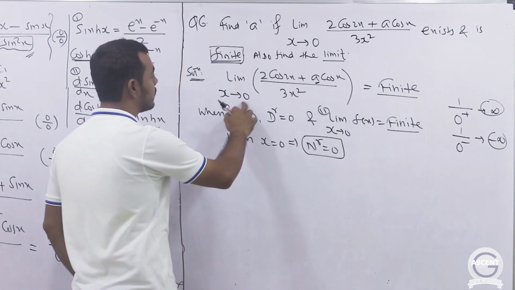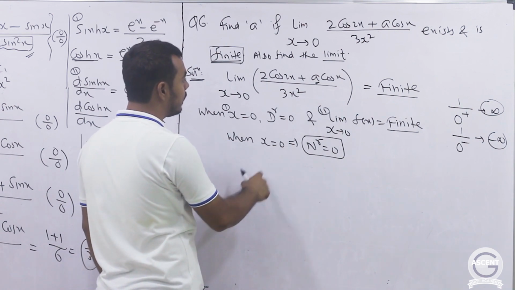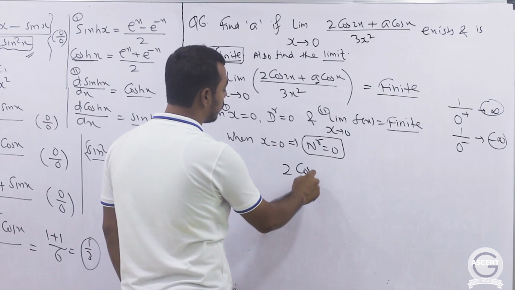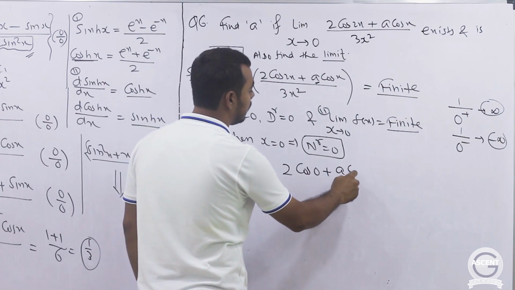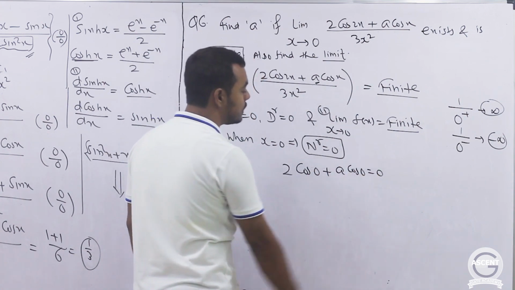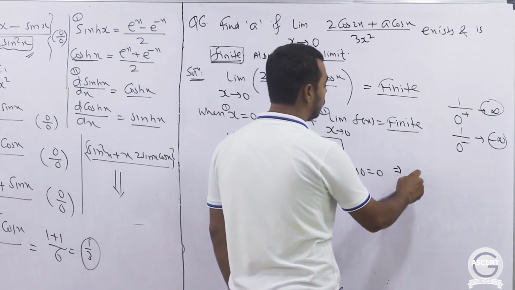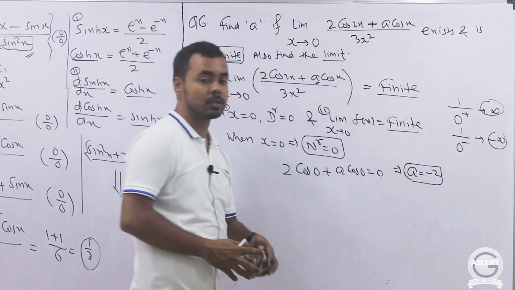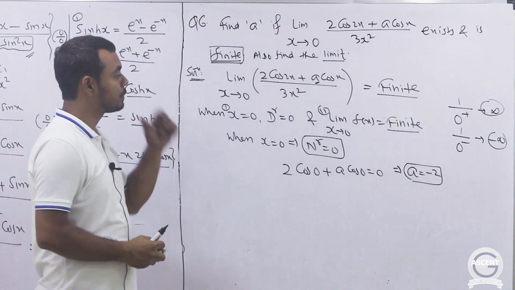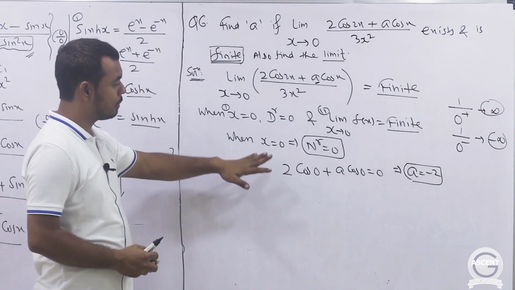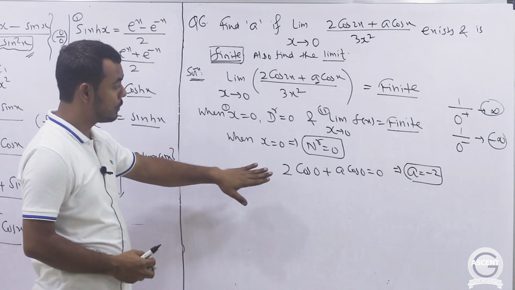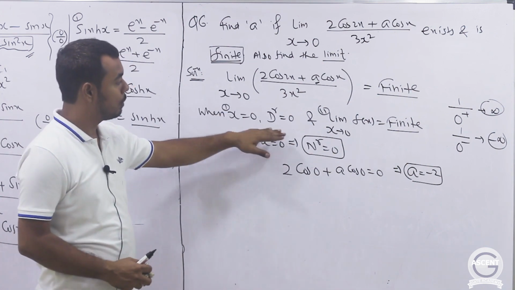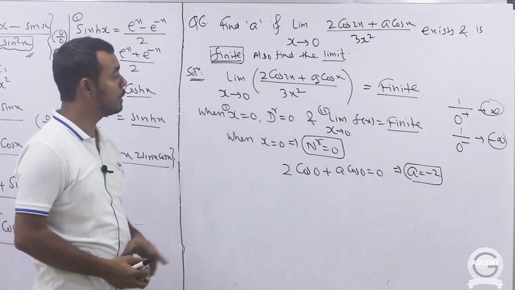So now if I place x equals to 0, what is the value of the numerator that we are getting? At x equals to 0, the numerator will be 2 into cos 0 plus a into cos 0, and this has to be 0. So this means, cos 0 is 1, so the value of a will be minus 2. Now again let me try to explain this concept. It is a very important concept. If the limit is finite and the denominator is 0, then the numerator has to be 0.